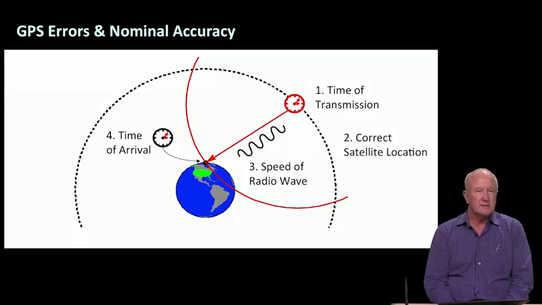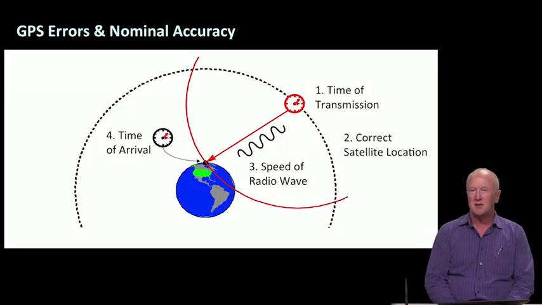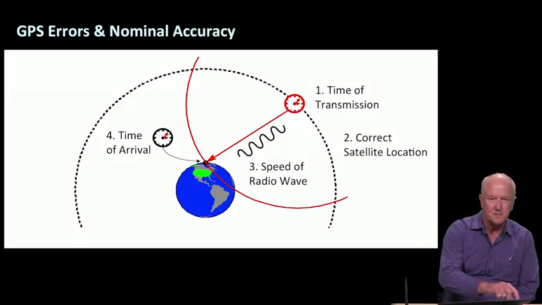And we talk about nominal accuracy. By nominal accuracy, we mean that all four of those functions are going reasonably well. They're in their usual state. Time of transmission is being controlled to about 1/1000th of a second. Satellite location is being estimated and transmitted to better than a meter. The speed of the wave might have some error in it, but that error results only in about a 1 meter error in the measurement of range. The time of arrival is being made to within a nanosecond or so.